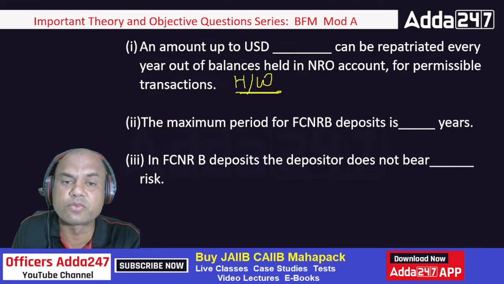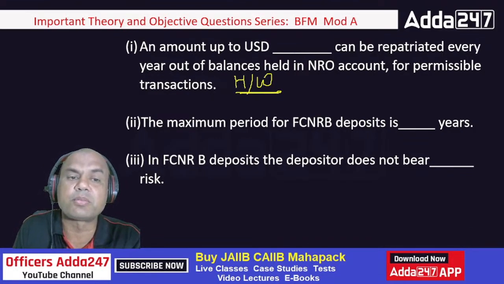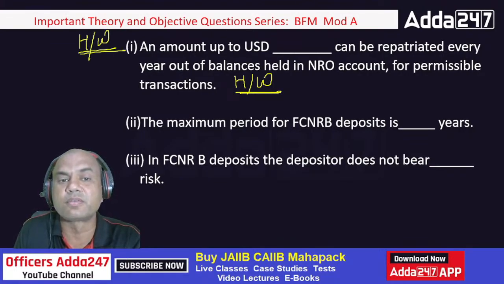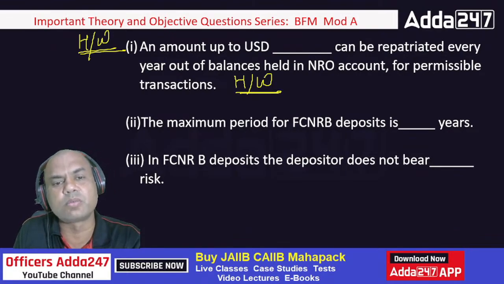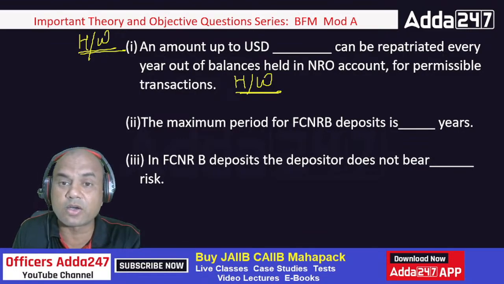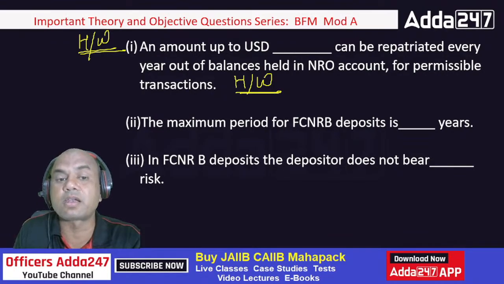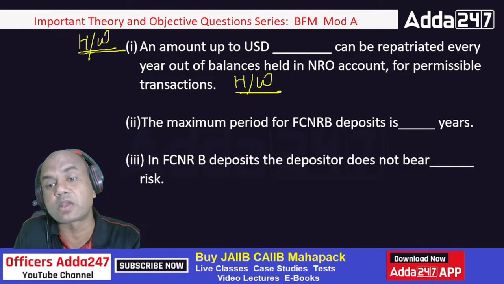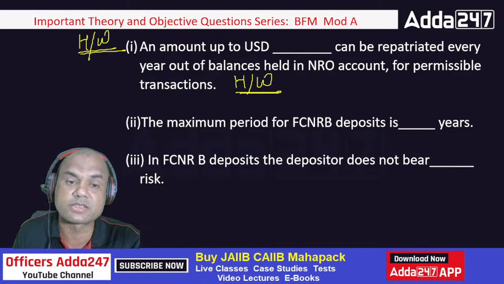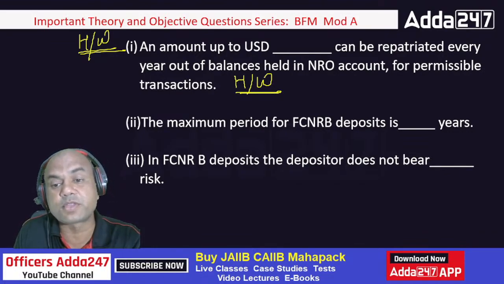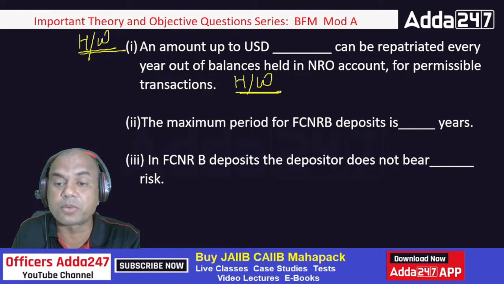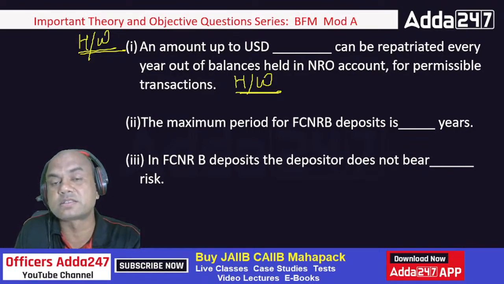Let me put this full slide on homework because I want you guys to learn. In tomorrow's session I'll answer this again. The amount up to USD dash, I can answer it now, but let me see. An amount up to USD dash can be repatriated every year out of the balances in NRO account for the permissible transactions. The maximum period of FCNRB deposit is dash years. In FCNRB deposit, the depositor does not bear dash risk.